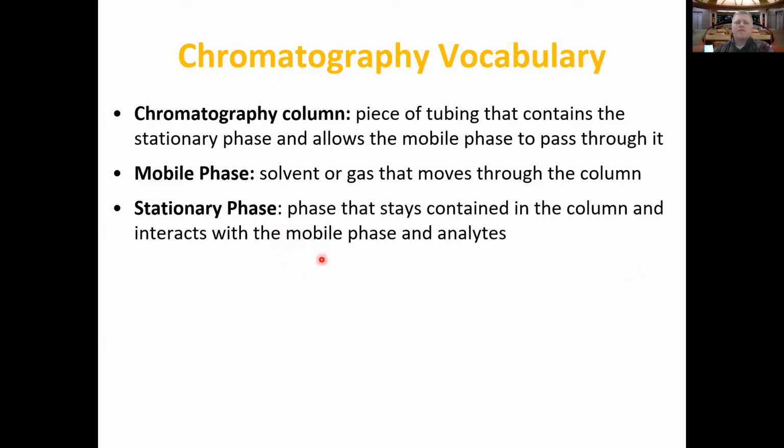The stationary phase is a phase or substance that just stays put in your column. So as your analyte is passing through the column over your stationary phase, it'll be interacting with it, but the stationary phase won't be moving.